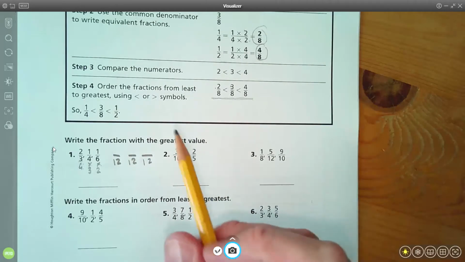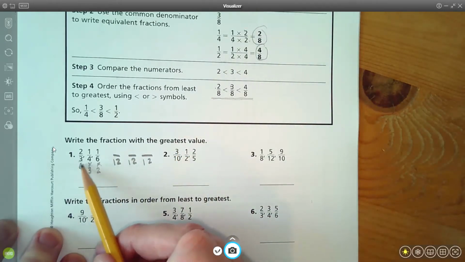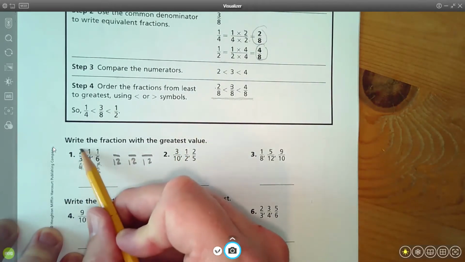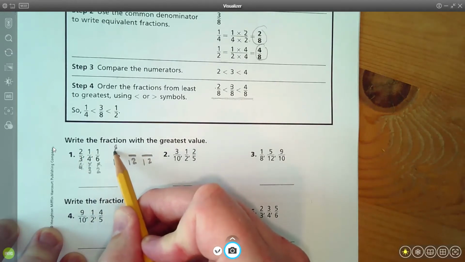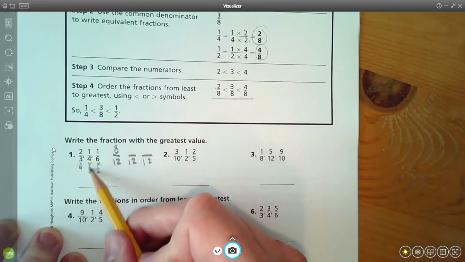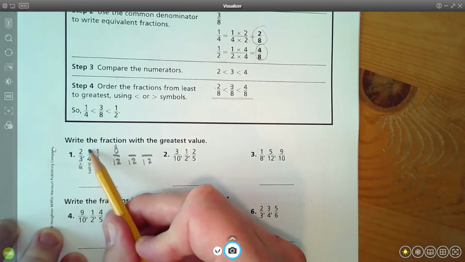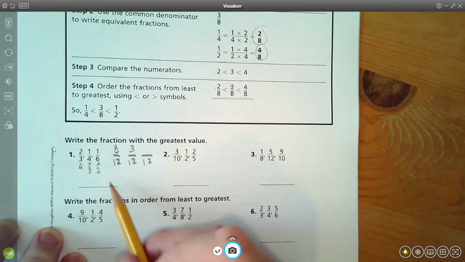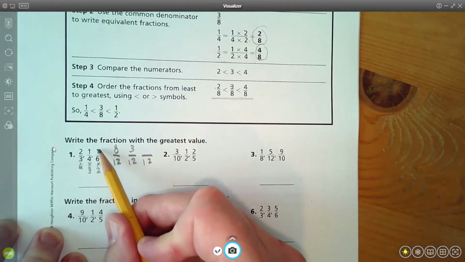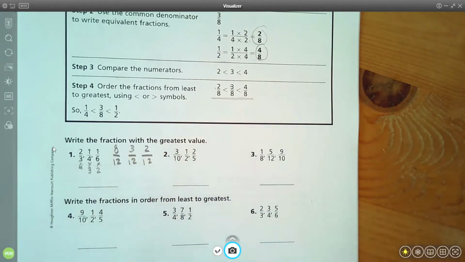And we're still going to compare them, right? So 4 times 3 was 12. 4 times 2 is 8. 3 times 4 makes 12. 3 times 1 is 3. And then 2 times 6 is 12. 2 times 1 is 2.